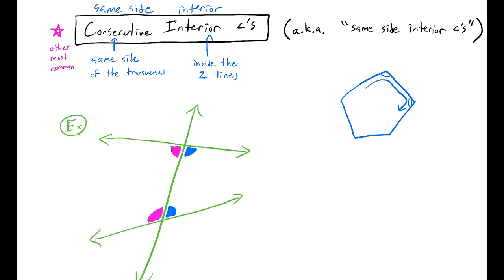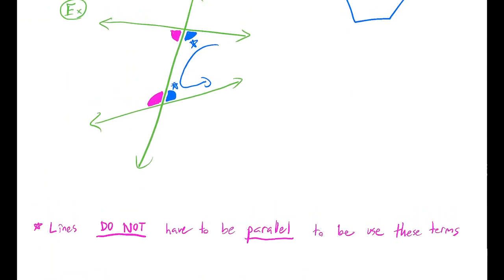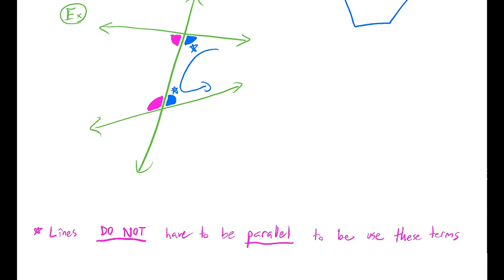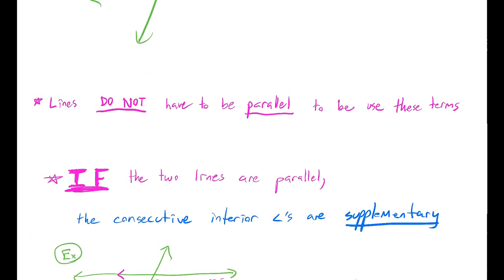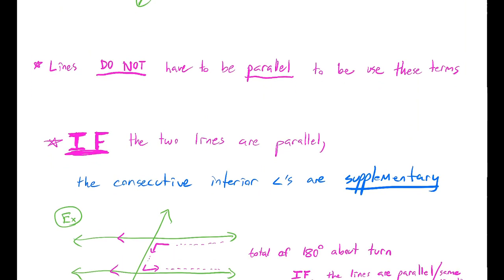So that's the idea here. Consecutive interior angles means on the same side, and as I were to walk a journey, I would hit this angle, and then I would hit this angle next. So that's what same side interior or consecutive interior angles mean. Okay, now again, lines don't have to be parallel to use vocabulary words here. But if the two lines are parallel, then consecutive interior angles are supplementary.